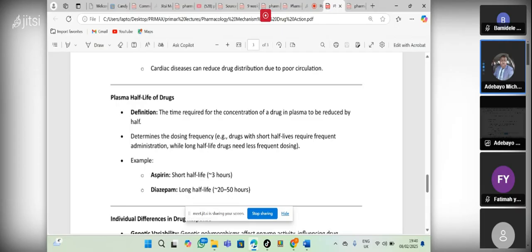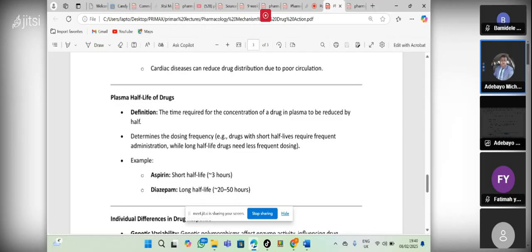So it determines the dose frequency. Drugs with short half-life require frequent administration, while long half-life drugs need less frequent dosing. There are some drugs that you take once in a day, some that you take twice, and some like paracetamol, which is 4 to 6 hours. It has a very short half-life.